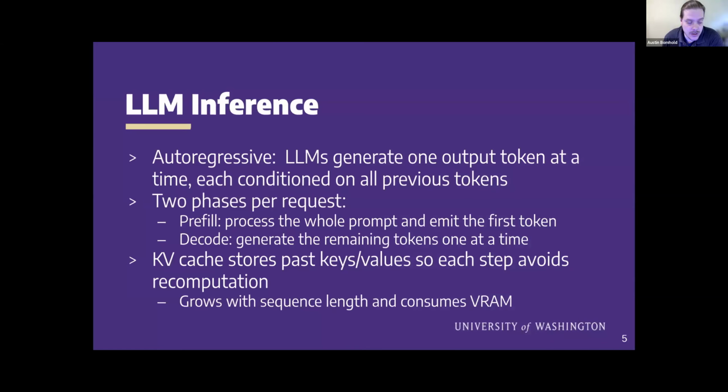Background, just a quick reference. LLMs are auto-regressive, so the main limiting factor is that each output token needs to be processed before the next output token, creating a linear relationship. There are also 2 phases per request. We have a prefill, which processes the whole prompt and emits the first token, and our decode phase, which is sequential. Additionally, you have a KV cache, which stores massive values. Each step avoids recomputation, and it grows sequentially with the length.